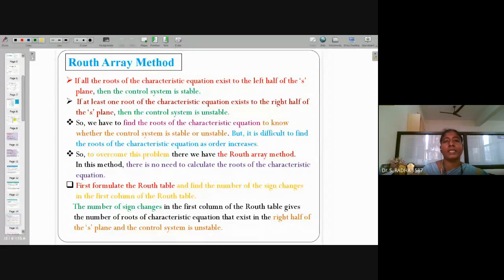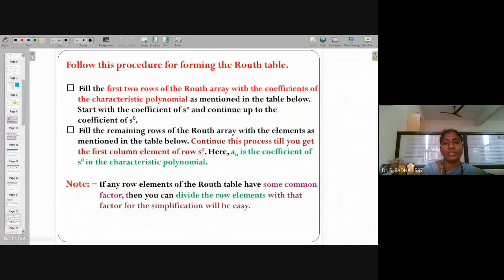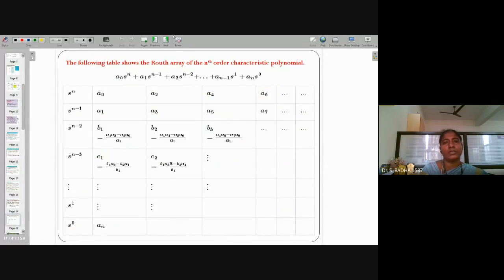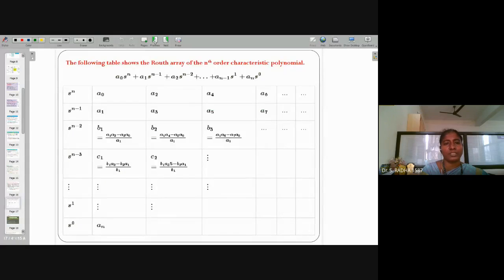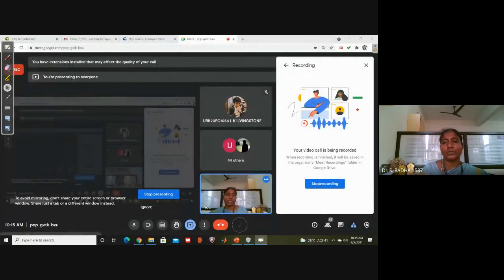How to calculate each and every value, I will explain in detail when we take a problem. I will follow this procedure to do the RH table. This is the general thing, called the RH table, and this is equation 1, the characteristic equation. The RH table is below. We will take up a problem and see how to do it in detail.